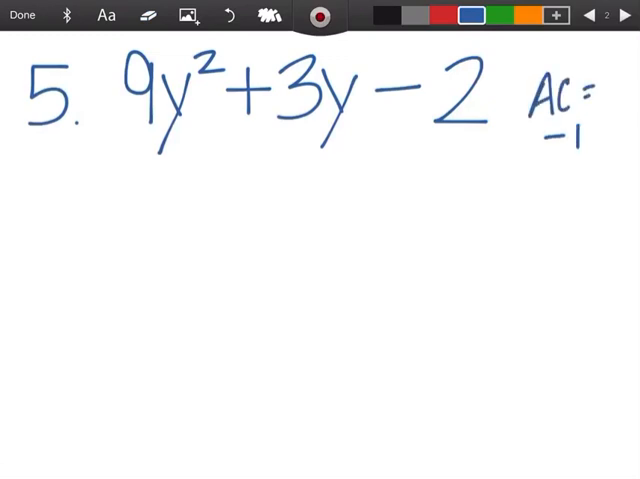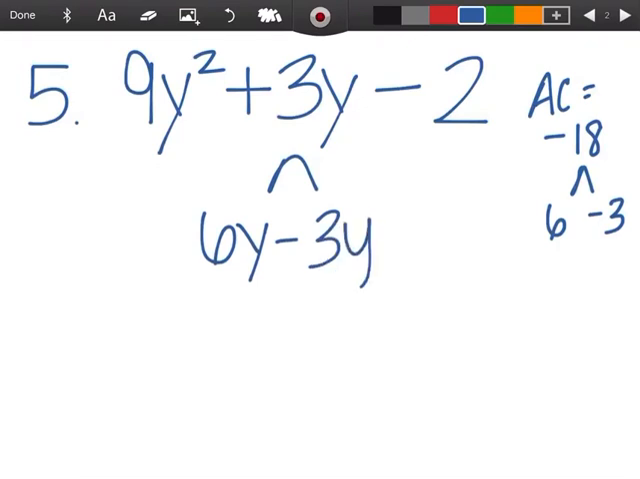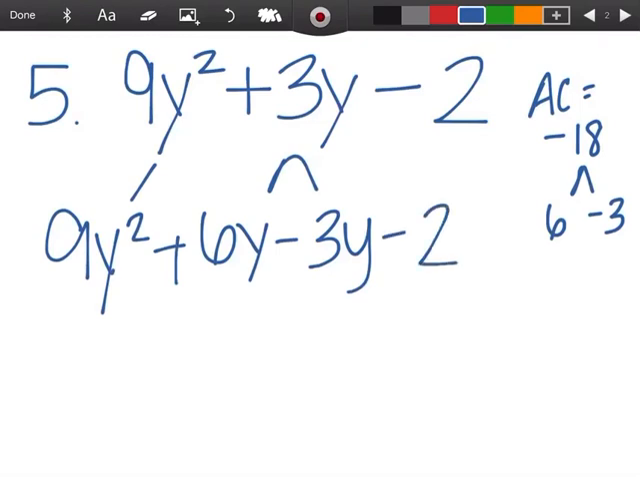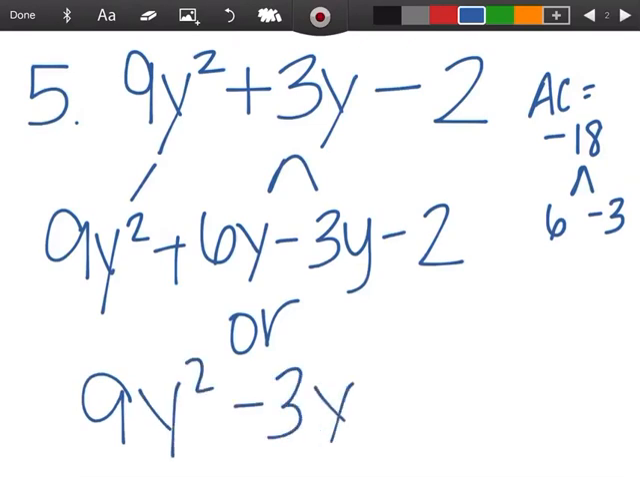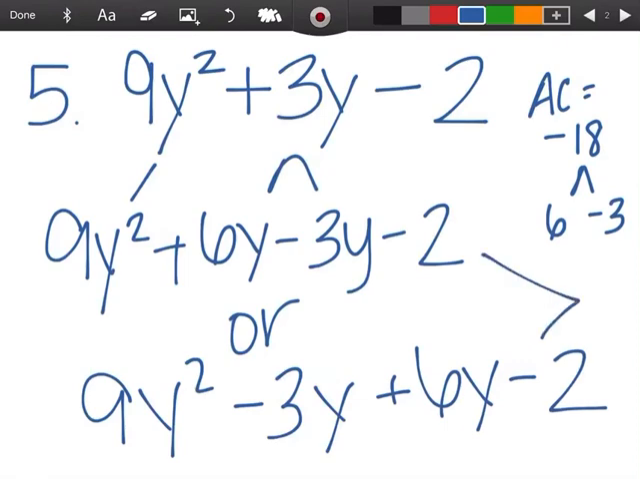So A times C is -18. So the two numbers that multiply to be -18 and add up to be 3 are a +6 and a -3. So you might have put the 3 first, and that's okay as long as the 3 is negative. So 9y squared plus 6y minus 3y minus 2. Or you might have put 9y squared minus 3y plus 6y minus 2. And you'll actually get the same thing no matter what order you go in.